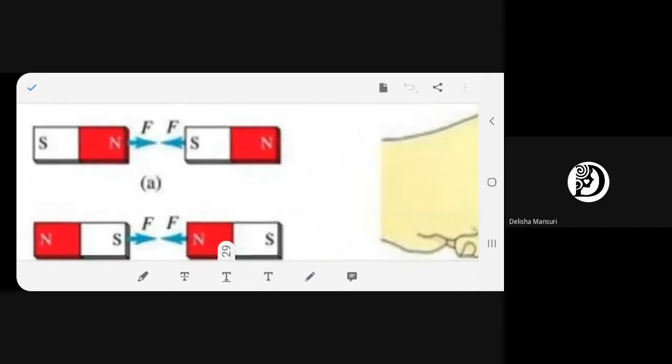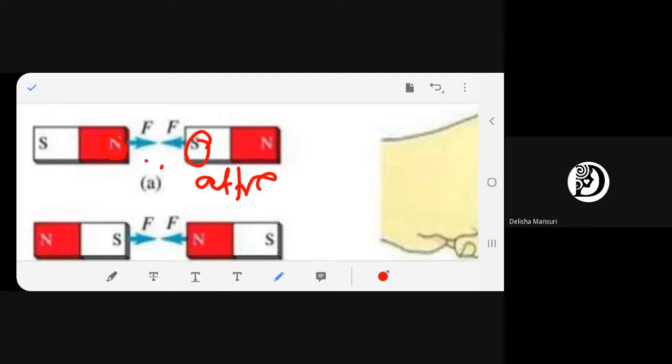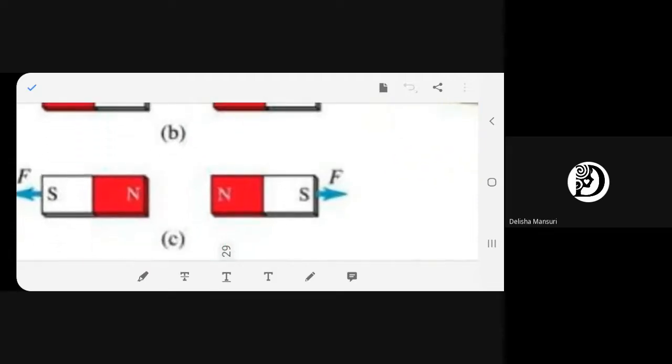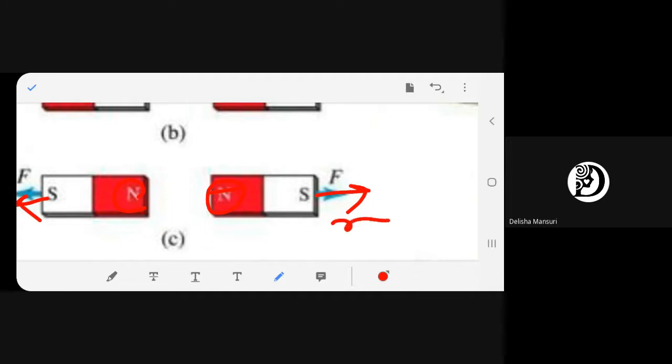Let me show you. It is north, it is south, it is attraction. It is again south, it is north, again attraction. But if it is north and north, then it is going away. You see this? Going away. This is repulsion.